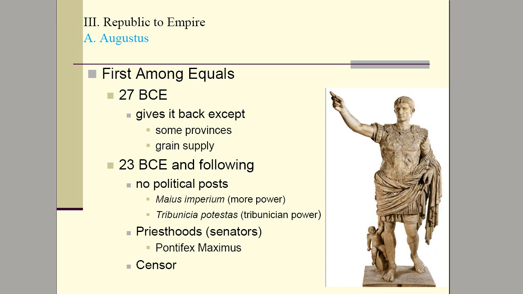So Augustus is not an emperor. There's no such word as emperor in Rome yet. Our word emperor comes from imperator, which is a Roman word. But at the moment, it still just means general. It doesn't mean emperor. So Augustus has all of this power, but he has no position.